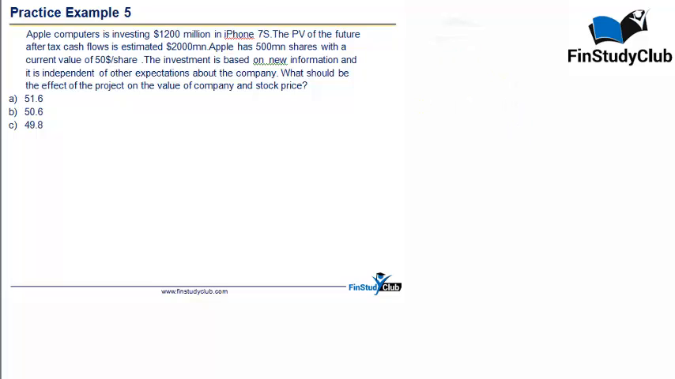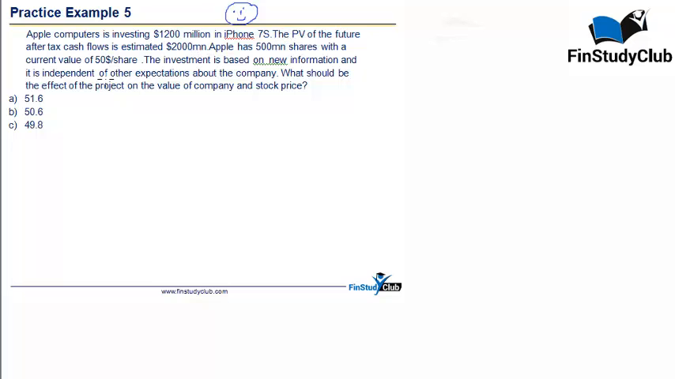So moving on to the question which we have here. This question states that Apple Computers is investing $1,200 million in iPhone 7s. Now, this is obviously very, very hypothetical. The names of the companies have got no bearing on any kind of person living or dead. It's like a normal disclaimer that we tend to give.